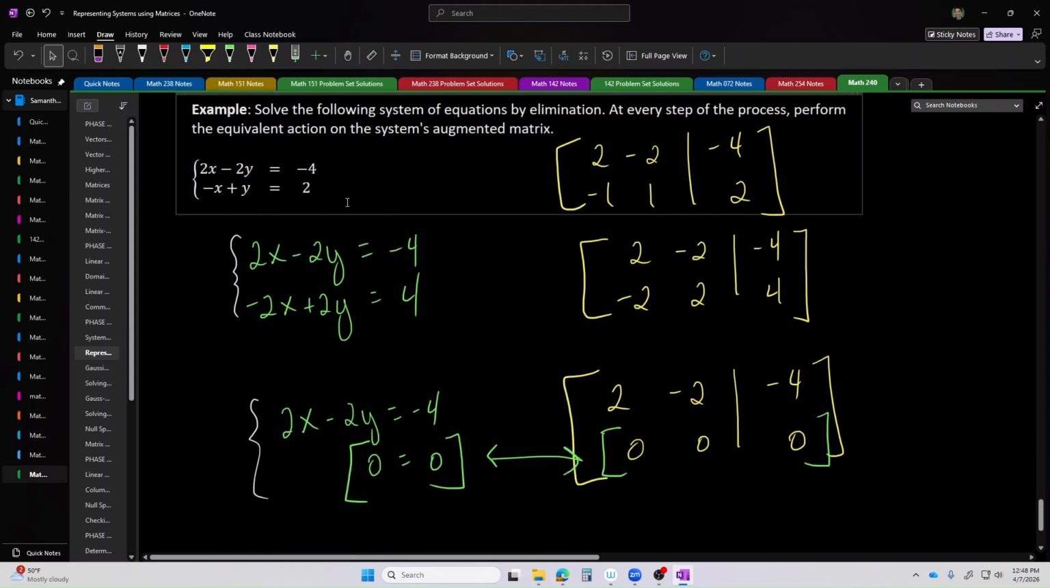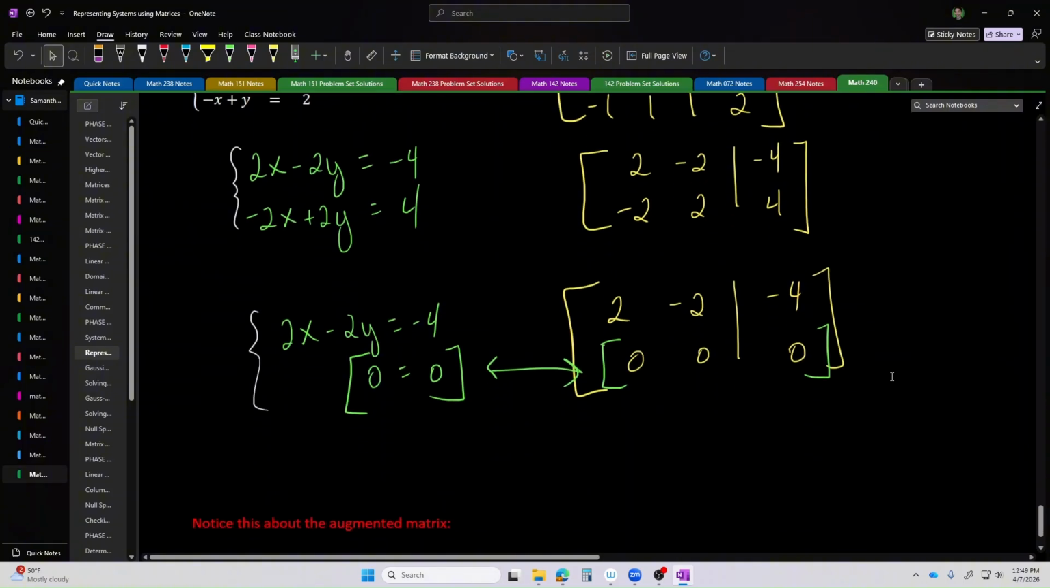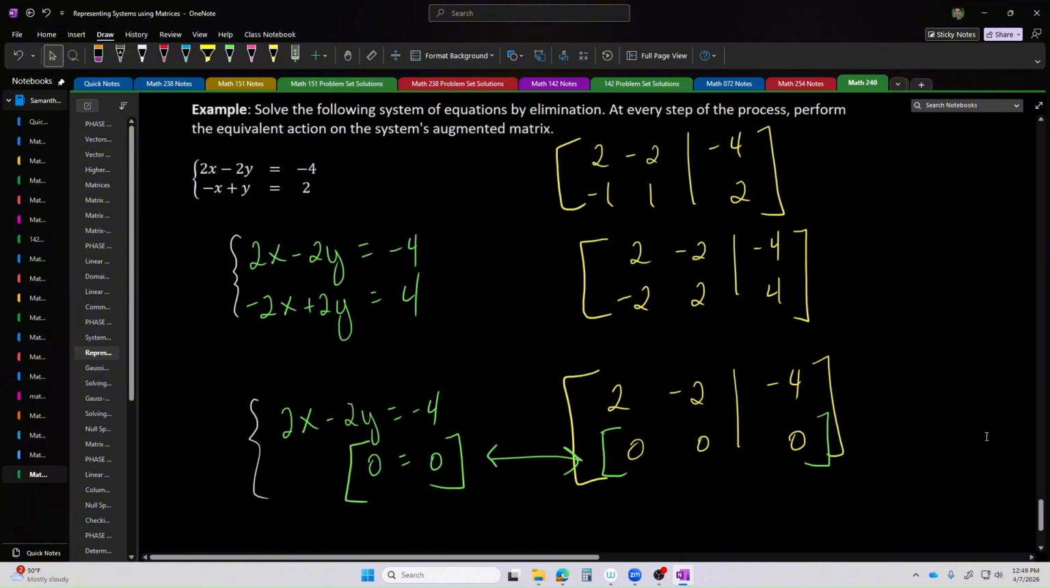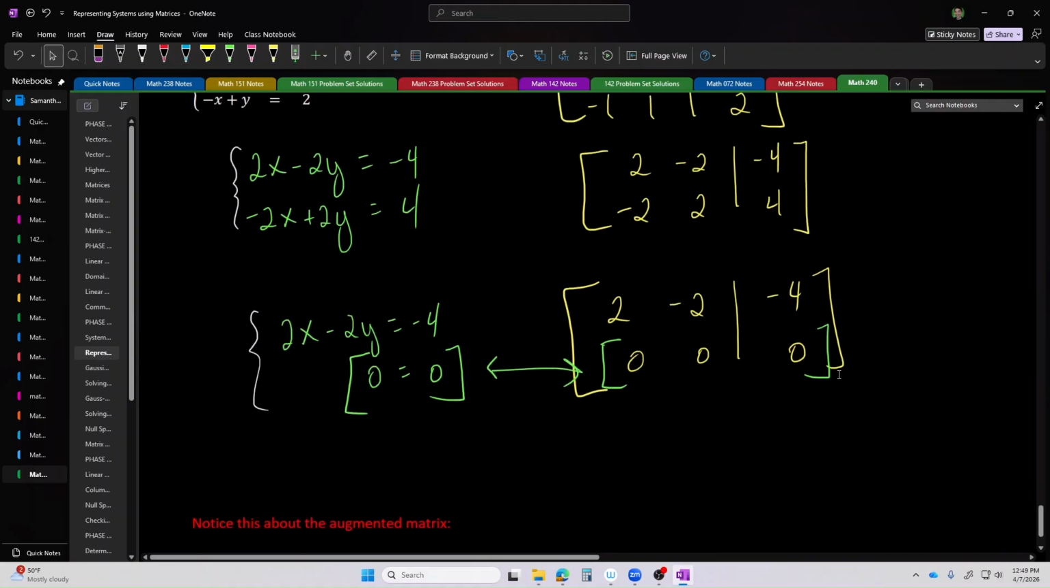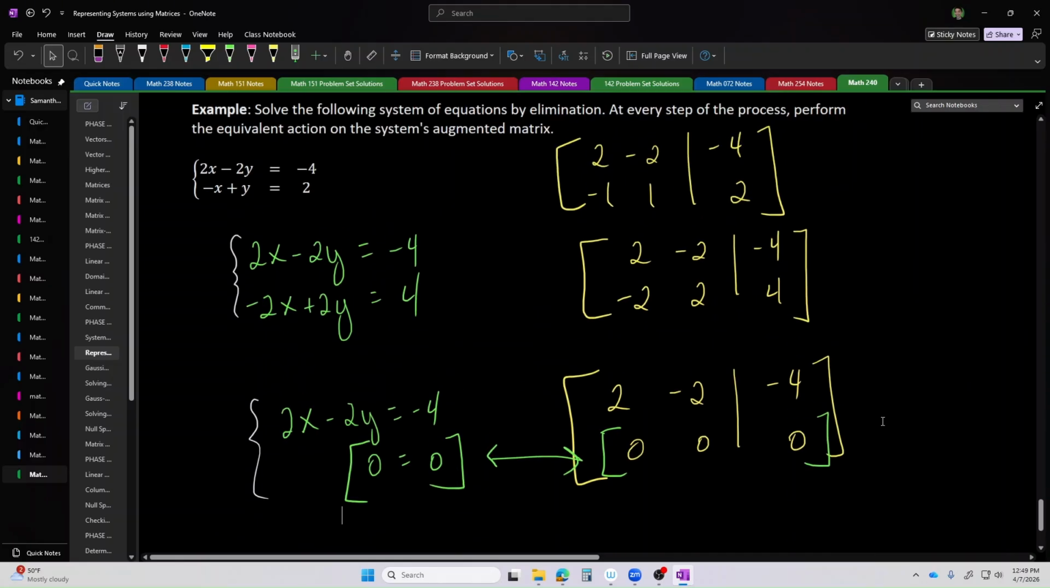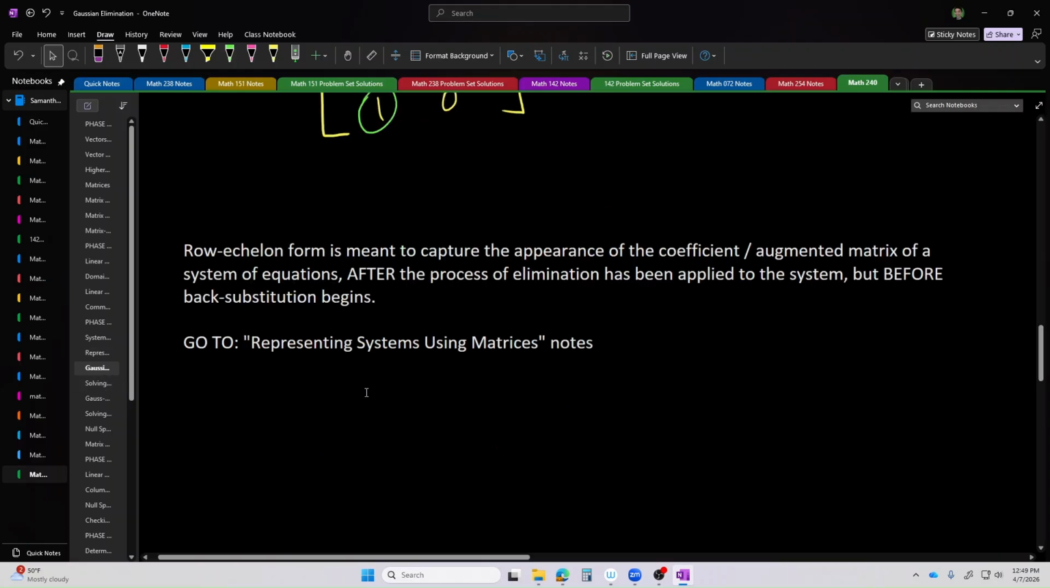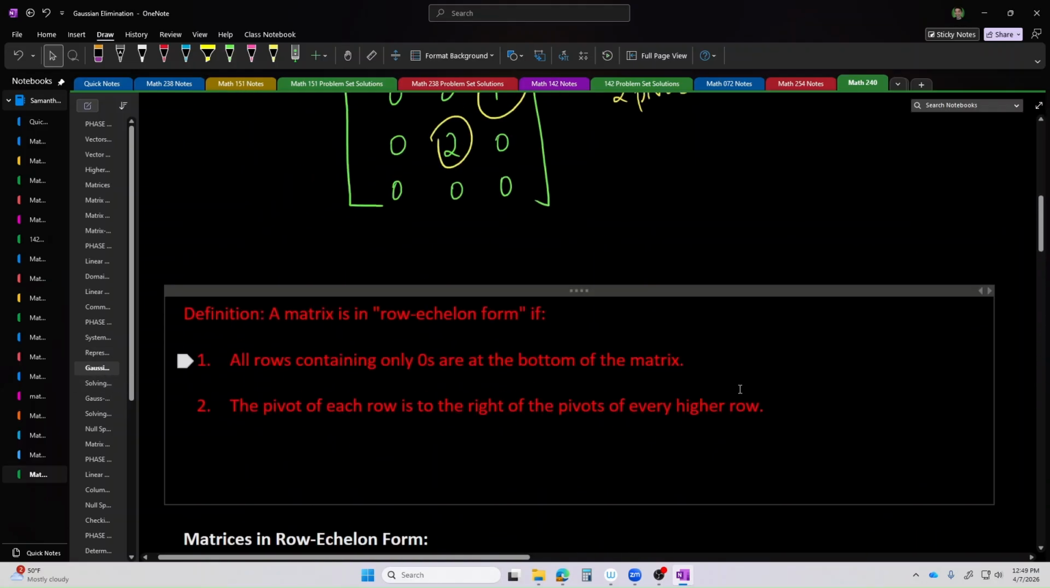And the same thing was true in the third example that we worked on yesterday. When we were doing this system of equations that was underdefined, and we solved that system of equations, and then we performed the corresponding actions on the augmented matrix, we ended up in this case with a row that contained only zeros. But that row that contained only zeros was on the bottom of the matrix. So this augmented matrix ended up in row echelon form as well. So that's really all that row echelon form is trying to do.